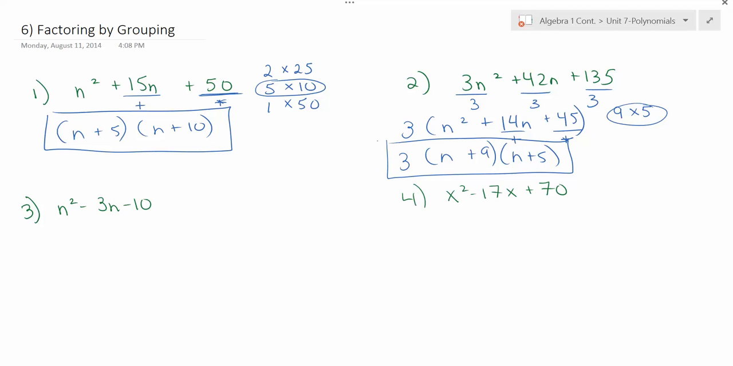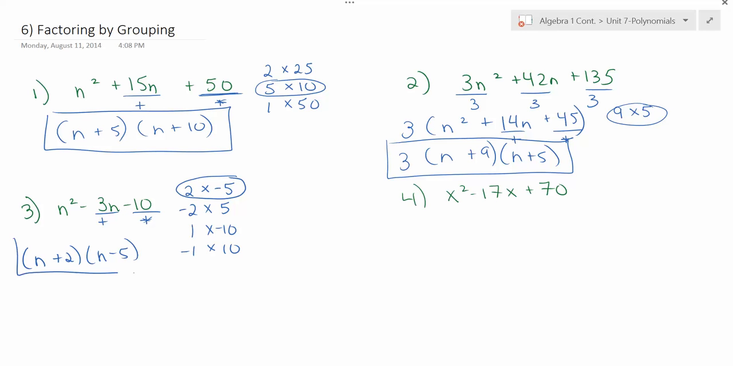All right, number 3, you want to find what numbers multiply to negative 10 and add to negative 3. So it's a little bit trickier. You're going to say, okay, well, I know 2 times negative 5, negative 2 times 5, 10 times negative 1, negative 1 times 10. And of this group, hopefully you can see the first one is going to add to negative 3. So it would be n plus 2, n minus 5.